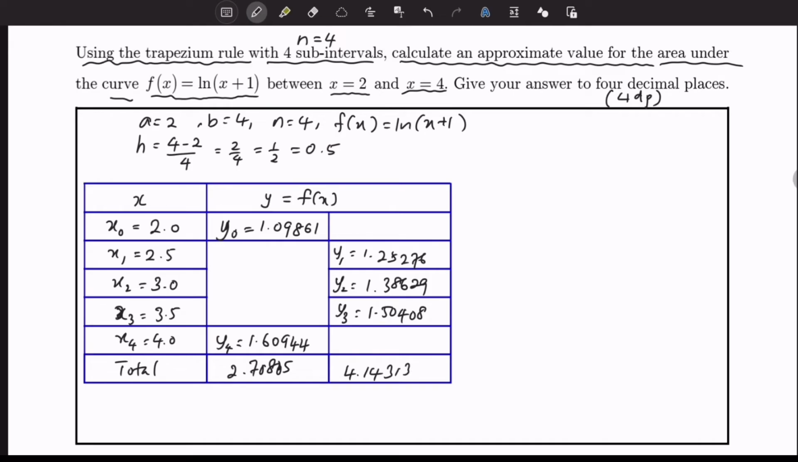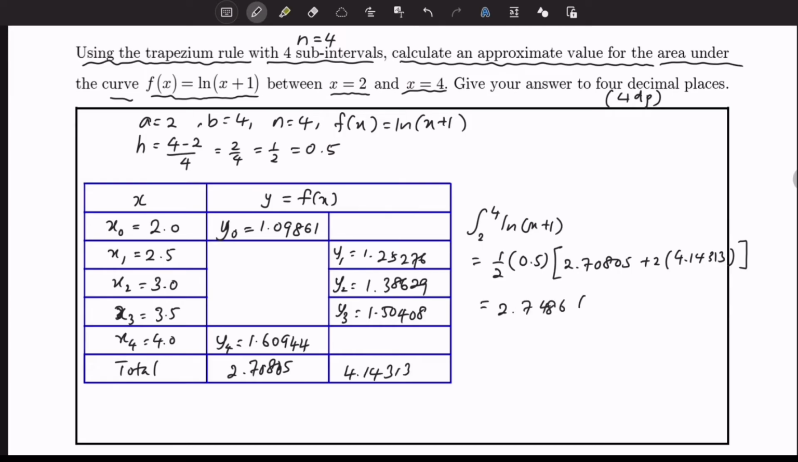Then we use the formula. The integral from 2 to 4 of ln of x plus 1 is equal to half of h, 0.5, times the total: 2.70805 plus 2 times 4.14313. So press your calculator, and we will get 2.7486 to 4 decimal places.